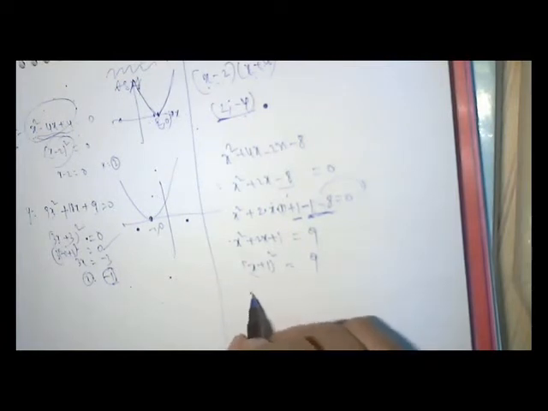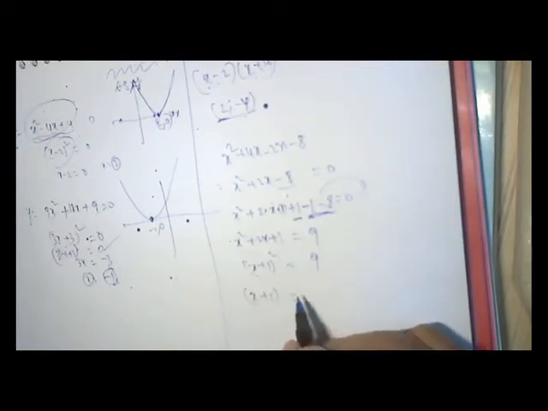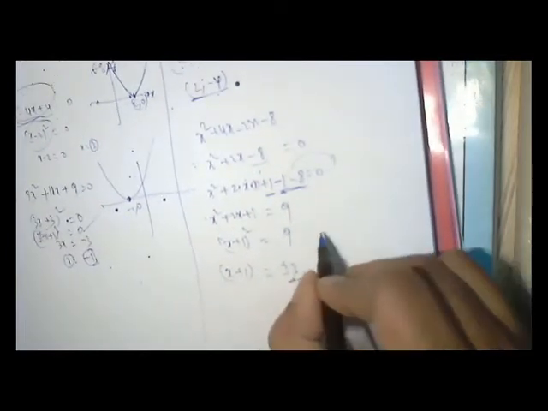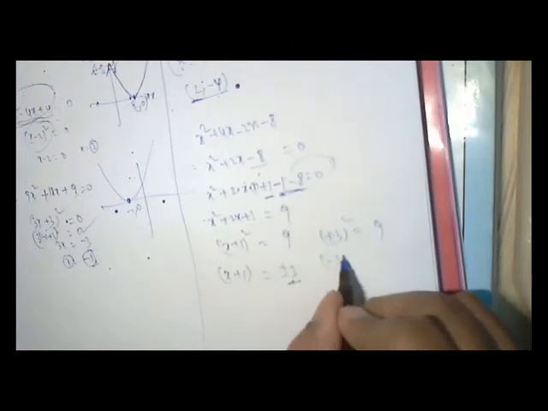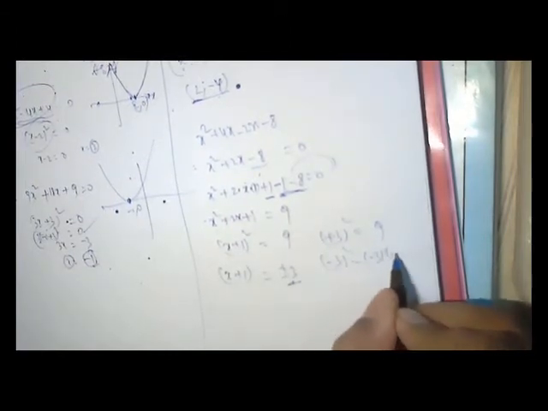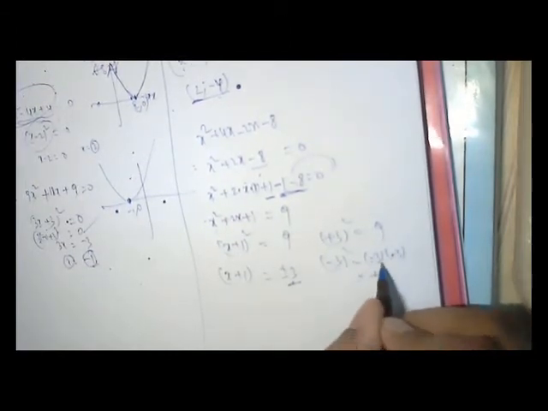Equal to 9. So when I take the roots on both sides, x plus 1 is equal to plus or minus 3. Why plus or minus 3? Because if I put plus 3, whole square is 9. If I put minus 3, whole square, minus 3 into minus 3, minus into minus is plus, 3 into 3, 9.